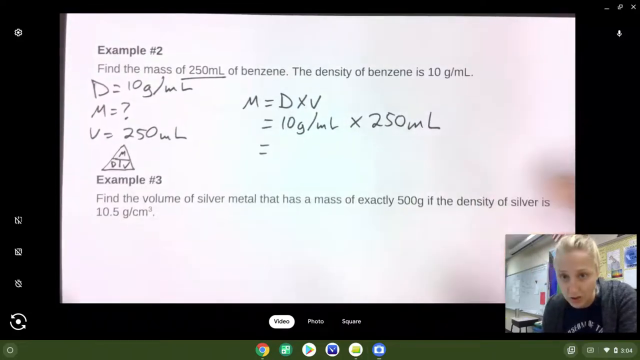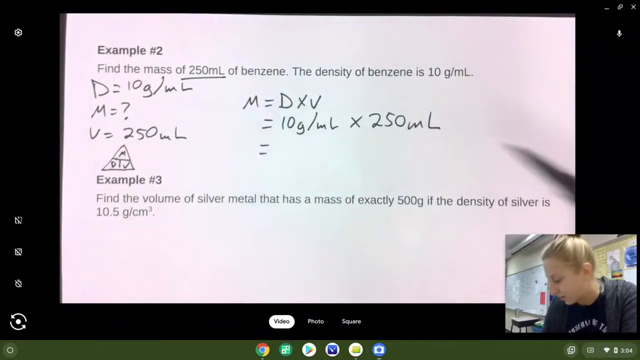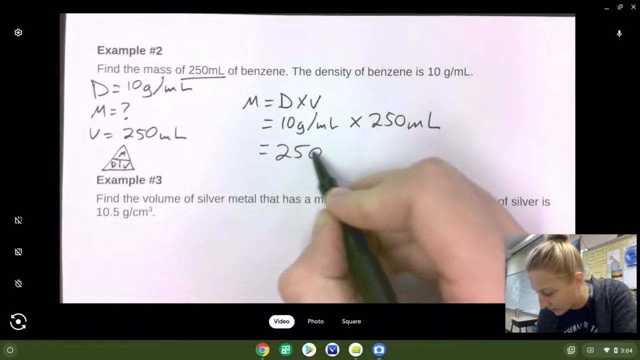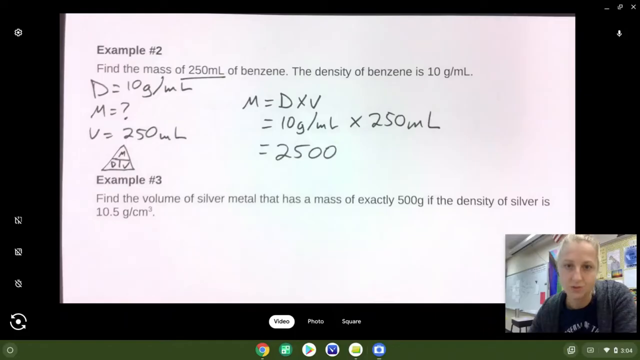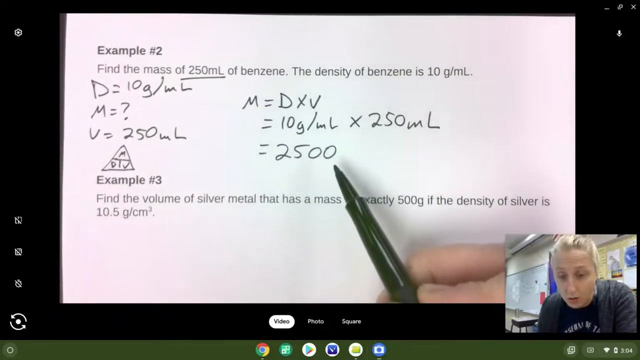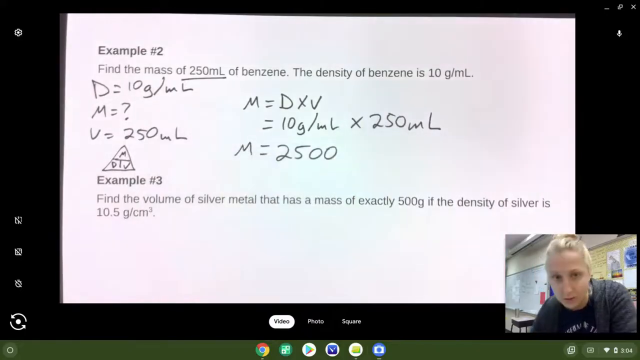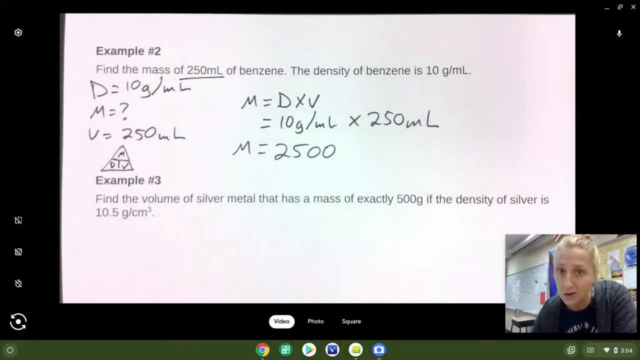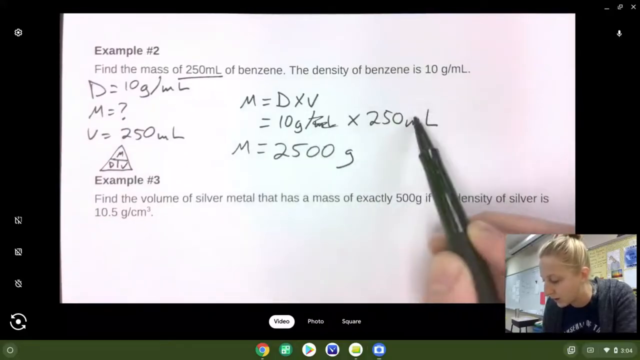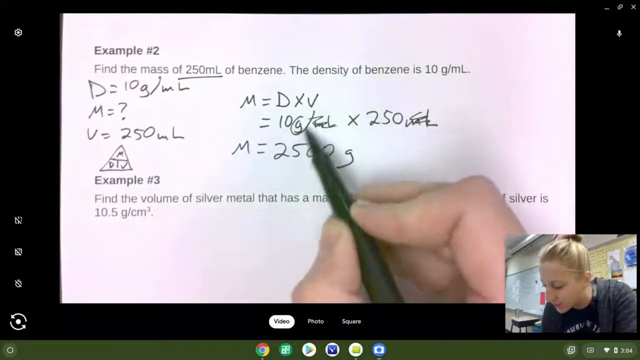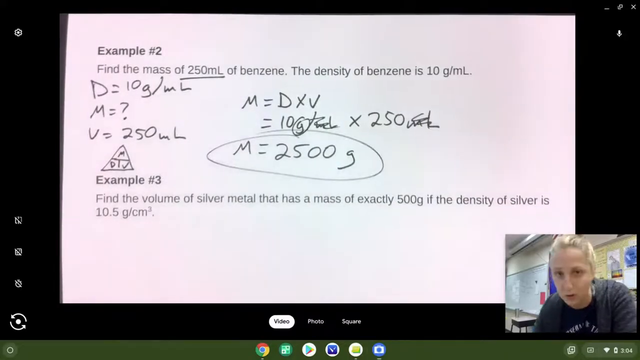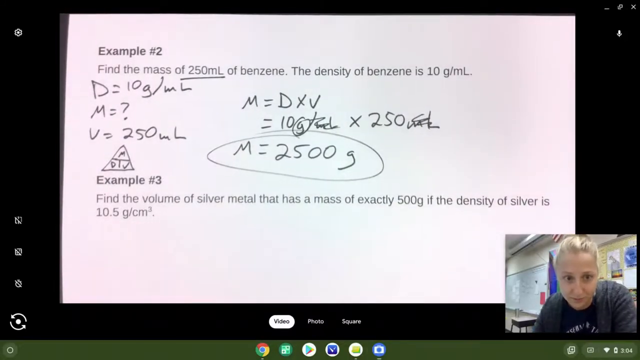Now we just got to do that math. If you know math, you can probably do this in your head. In fact, I know that it is 2,500 is our number. Don't forget your unit though. Remember, this is mass, and we said our mass unit is always going to be grams, right? And in fact, this milliliter here and this milliliter here cancel, which just leaves us with grams. So 2,500 grams is our answer for example number 2.